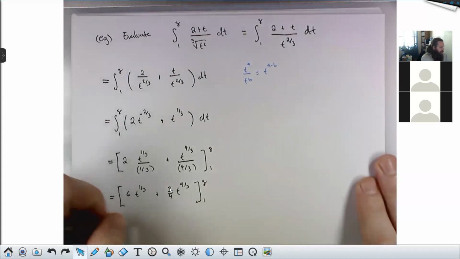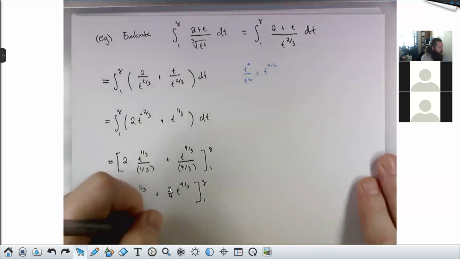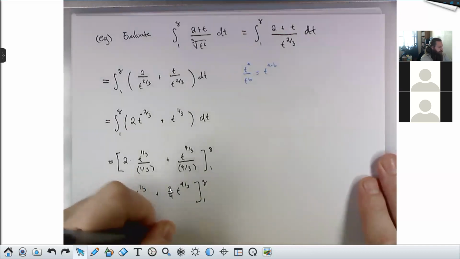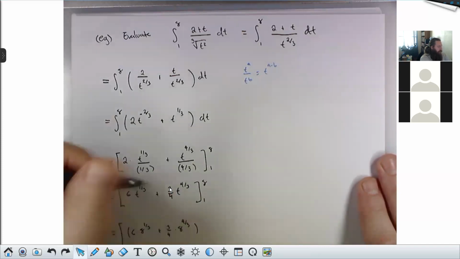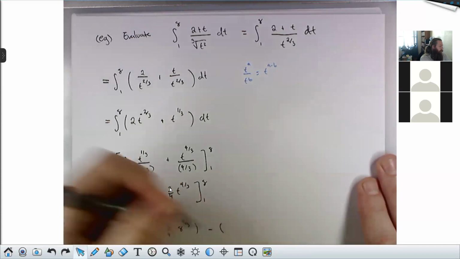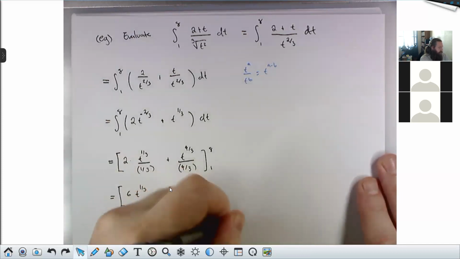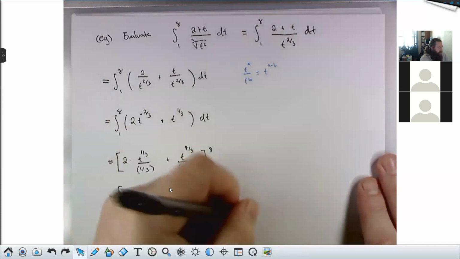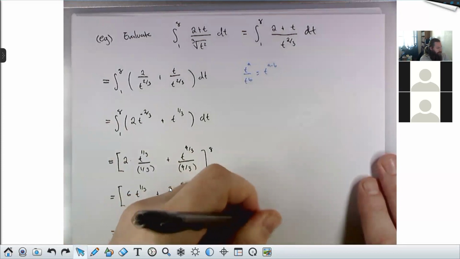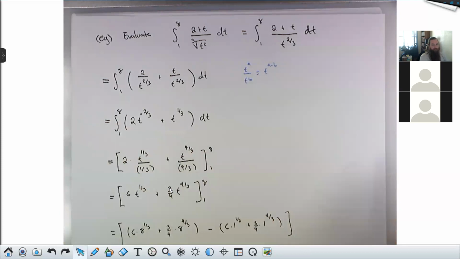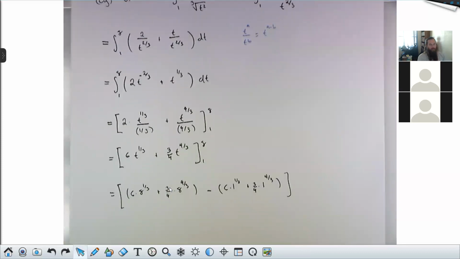And now I go ahead and plug in my bounds. If I plug in 8, I'll have 6 times 8 to the 1/3 plus 3/4 times 8 to the 4/3. And from that, I subtract what I get when I plug in 1, which is going to be 6 times 1 to the 1/3 plus 3/4 times 1 to the 4/3. And the last thing to do is just simplify these powers a little bit.